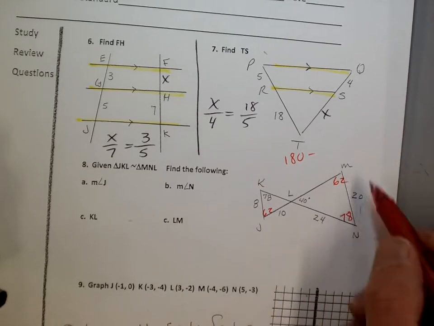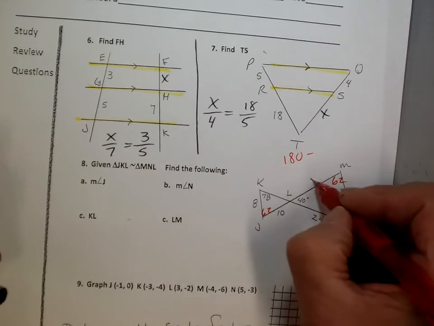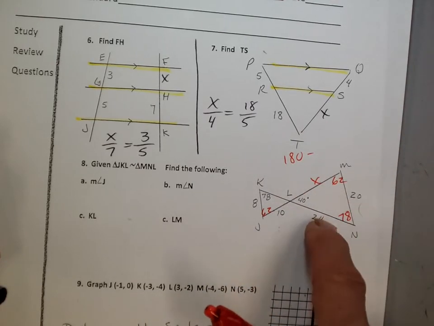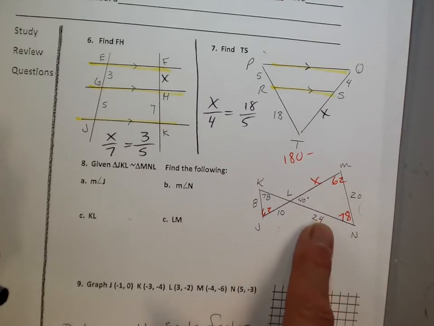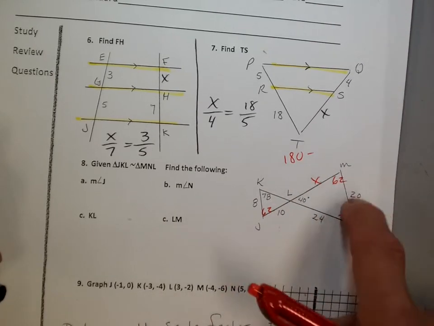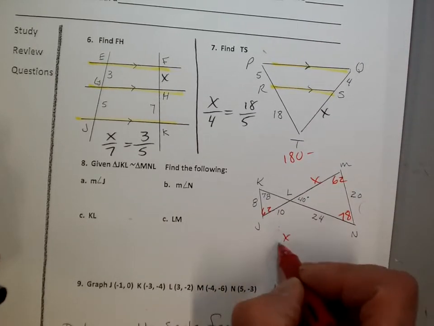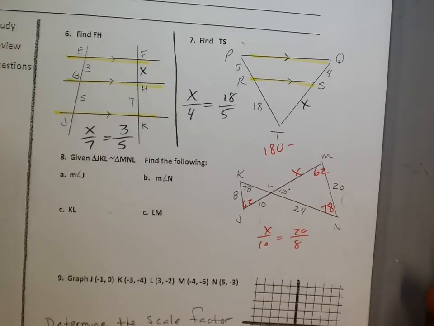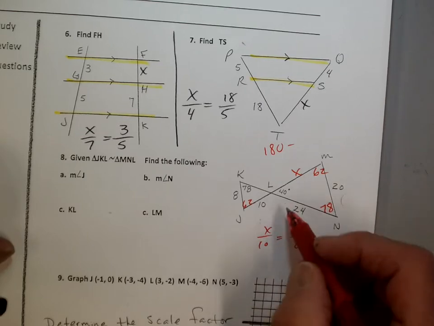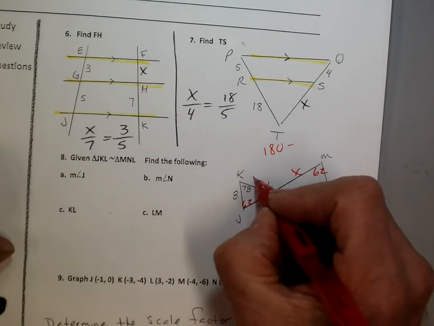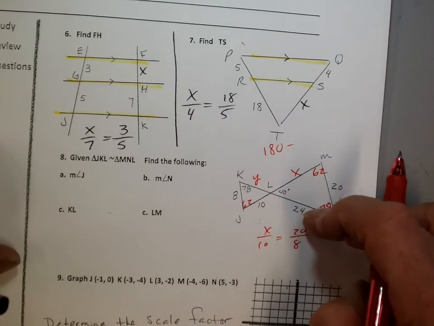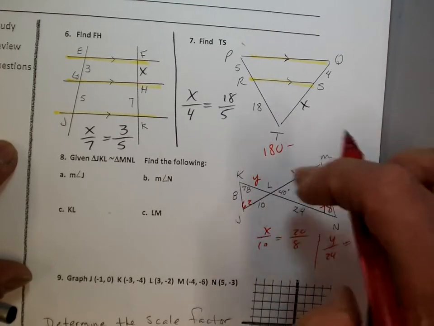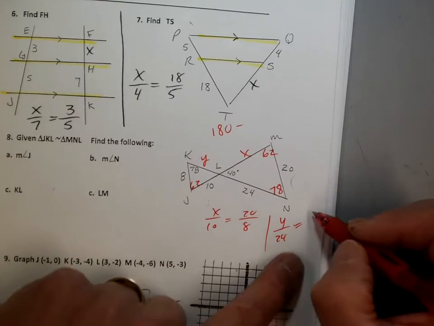So to find the sides, if I call this x, I can do my ratios. X over 10 equals 24 over, oh, I can't do that yet. Go x over 10 equals 20 over 8. And I can do the same thing, where I call this side here maybe y. Y over 24, this side to this side equals this side to this side, 8 over 20.